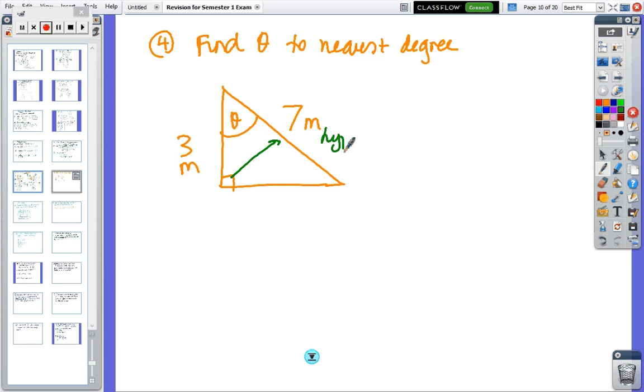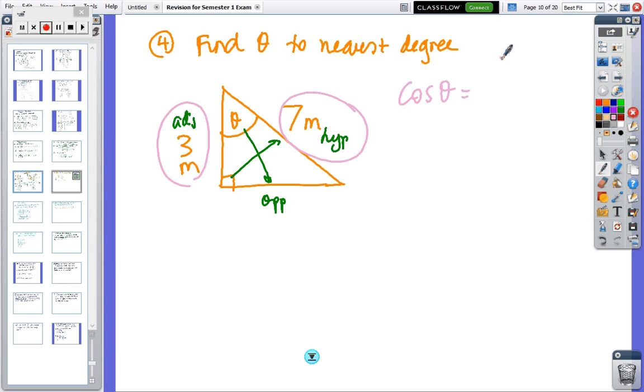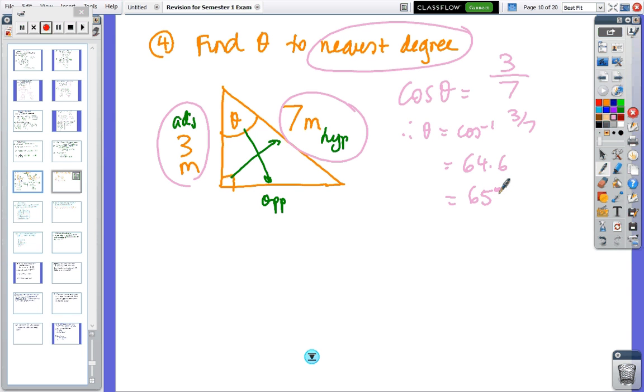So hypotenuse, opposite, and the last side is the adjacent. So I've got something on the hypotenuse and something on the adjacent, so I've got a cos question. So cos theta equals adjacent over hypotenuse. So theta equals cos minus 1 of 3/7, and we're going to nearest degree. So it's 64.6, so the answer is 65 degrees.